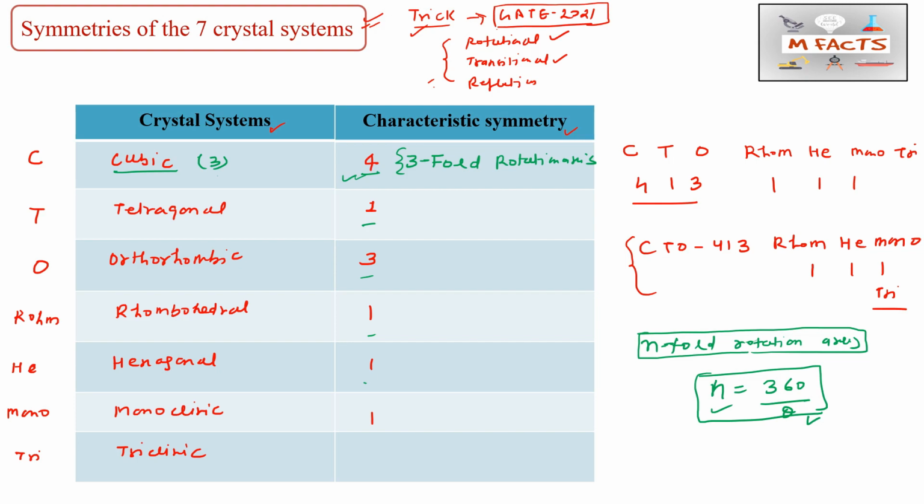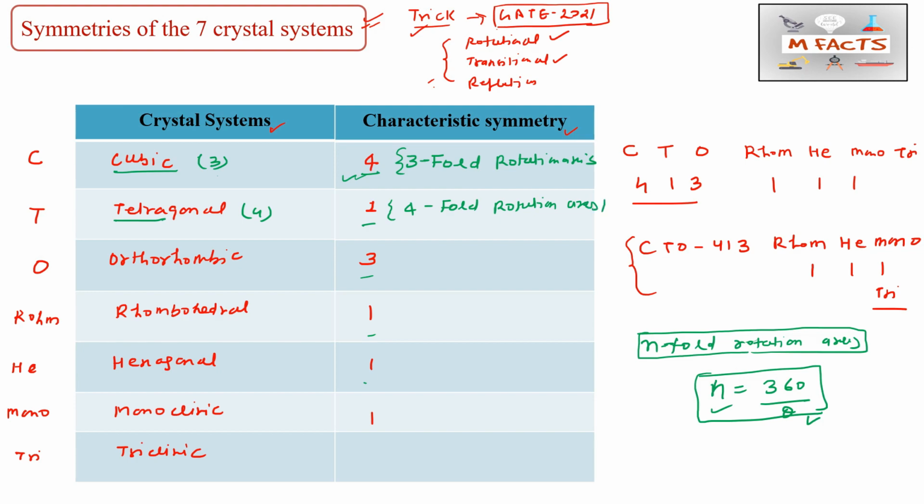Now the next one is tetragonal. Tetra means 4, so we can write 4-fold rotation axis. This is just for remembering purposes. This is just a trick.